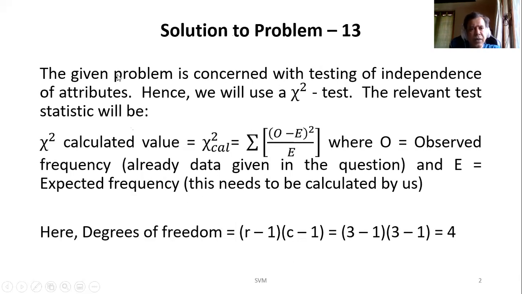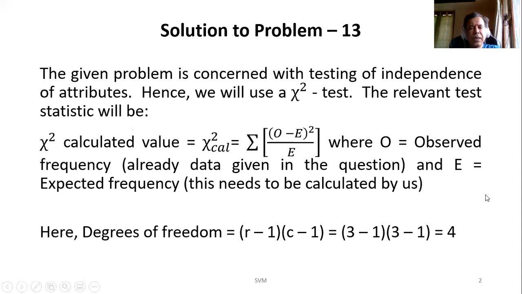The given problem, as I already said, is concerned with the testing of independence of attributes. Hence, we will use a chi-square test. The relevant test statistic will be the same as what we had seen in our previous videos: the calculated value is O minus E the whole square divided by E, where O is the observed frequency and E is the expected frequency. The observed frequency is already available in the question itself, and the expected frequency we need to calculate.